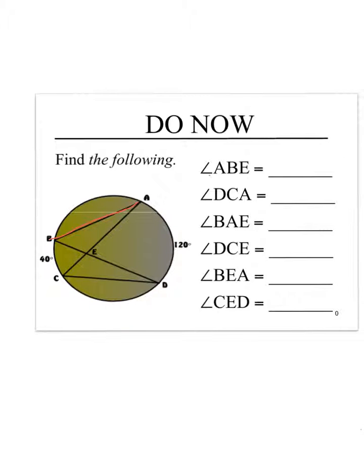I see that its vertex is on the circle, so it's inscribed. It intercepts arc AD, therefore it's 1/2 the measure of that arc. So 120 divided in half is 60 degrees. I also have another inscribed angle that intersects the same arc, AD, so that's also 60 degrees.